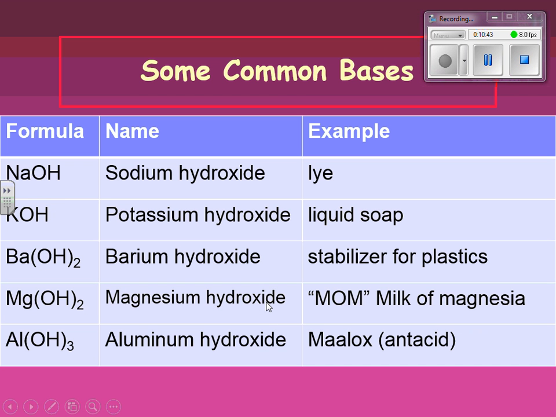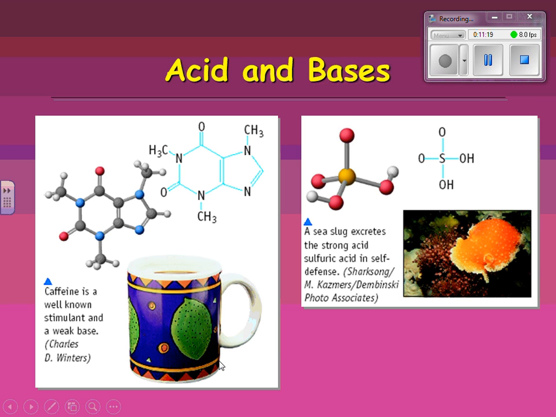Some common bases. Here's a decent table of them. Something that you might have in your fridge would be sodium bicarbonate. That's a decent base. But here are some other things, generally speaking, when you make lye or soap: you have these two materials, potassium hydroxide or sodium hydroxide. I don't know if any of you are into making plastics, but here's barium hydroxide, which is a good stabilizer for most plastics. Milk of magnesia is magnesium hydroxide, and Maalox, a decent antacid, is aluminum hydroxide. So here's a couple of decent bases.